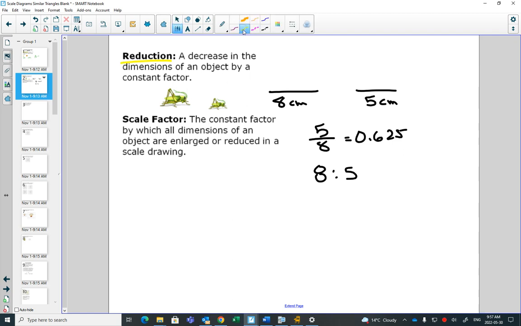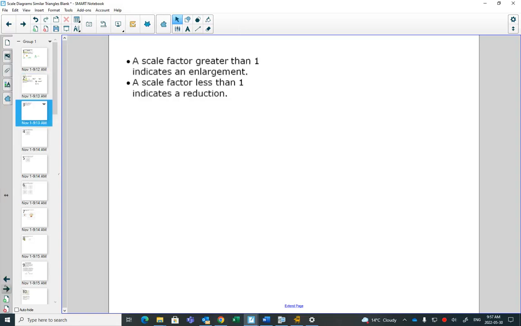So this is our scale factor. The number or the constant that you multiply by to either make something bigger or make something smaller. So if your scale factor is a number bigger than 1, that means you're going to get an enlargement. And if your scale factor is something less than 1, that indicates that you're going to get a reduction.